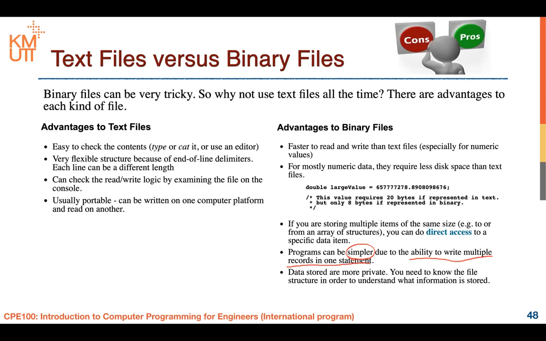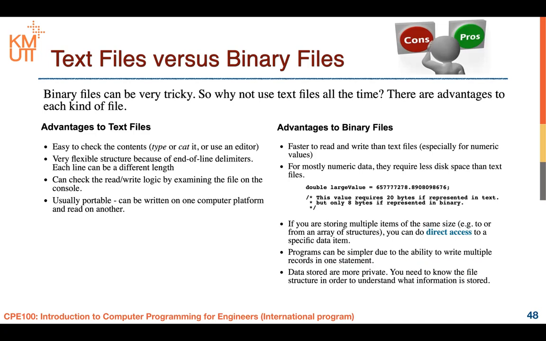The last one is about security or privacy. Data stored is more private. You need to know the file structure. If you are not the owner, you don't know the data structure of this file, so it's difficult to understand or guess. If you write your own binary file, no one can access your file, otherwise they would know your data structure. But if you have your own data structure that no one knows, it's very private and also secure, because it's not easy to understand. This is the advantages of using binary files.